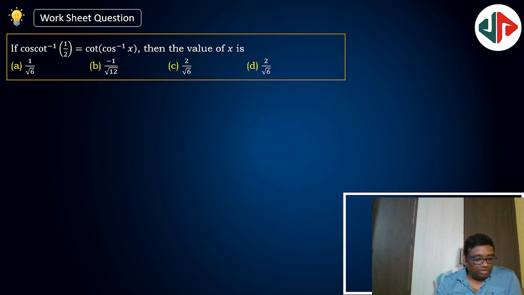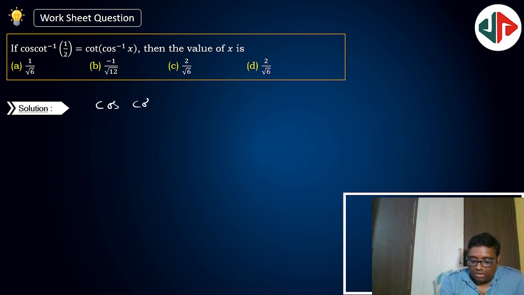Cos of cot inverse of 1 by 2 plus cot of cos inverse of x. Then what is the value of x? What is given here? Cos of cot inverse of 1 by 2 is equal to cot of cos inverse of x.